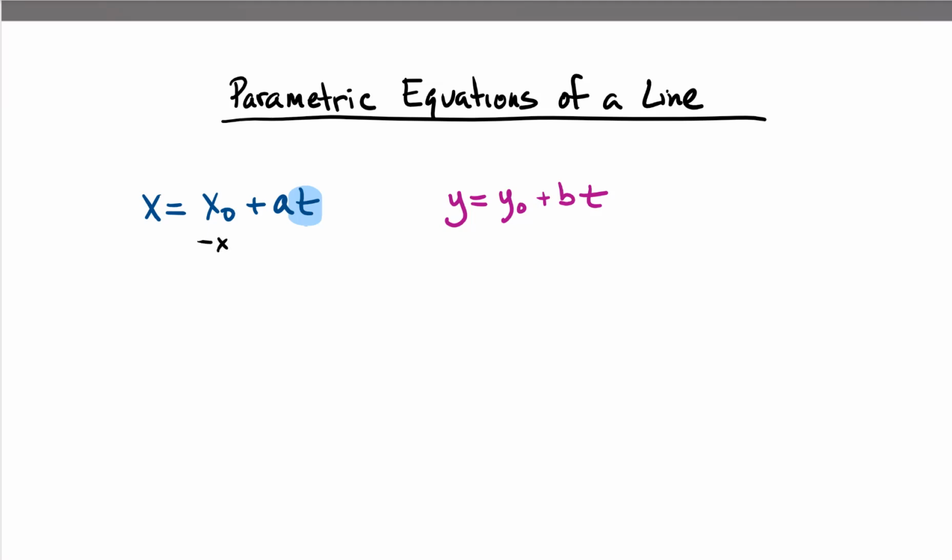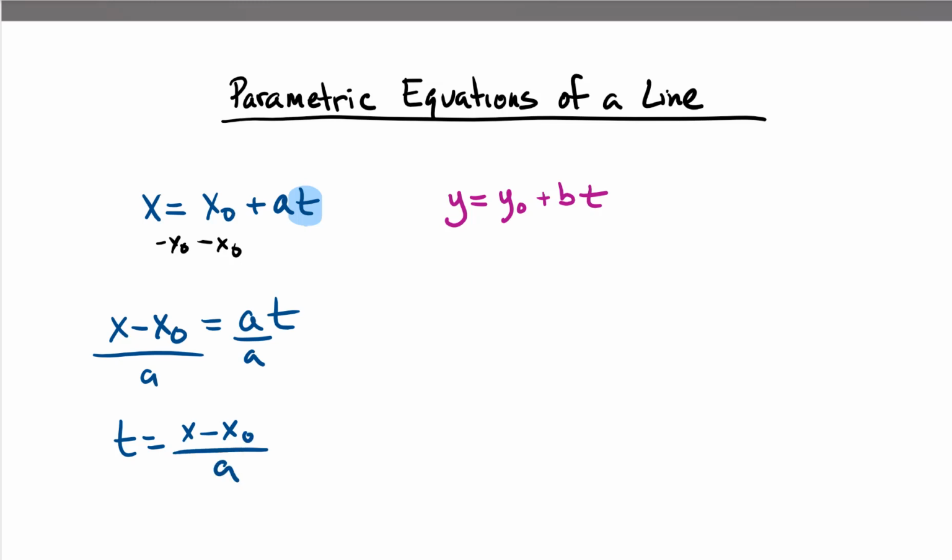So step 1, let's subtract out x naught. We get x minus x naught is equal to a times t. Let's divide out a, and we get that t is equal to x minus x naught all over a. So we will take this and plug it in for t, and let's just see what happens. Something good might pop out of this. We might get a general formula.